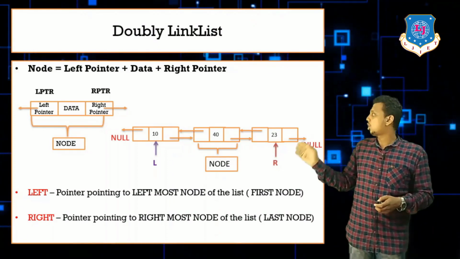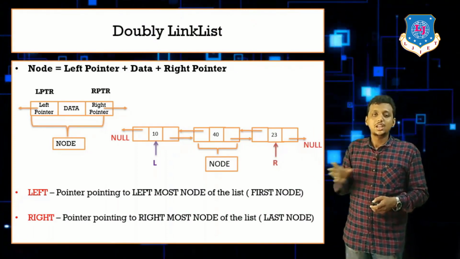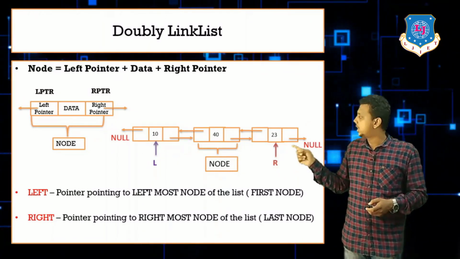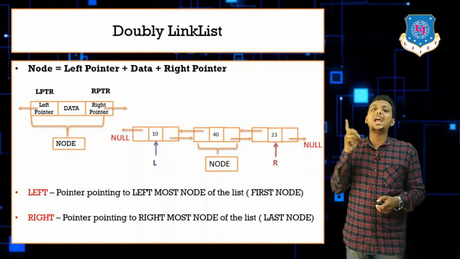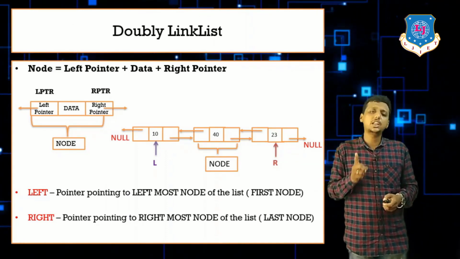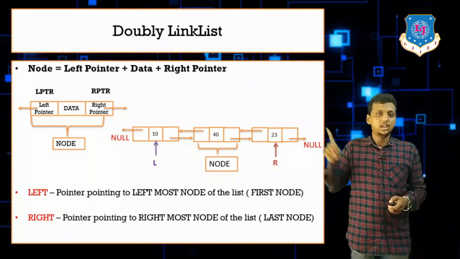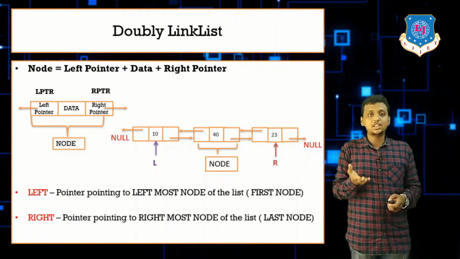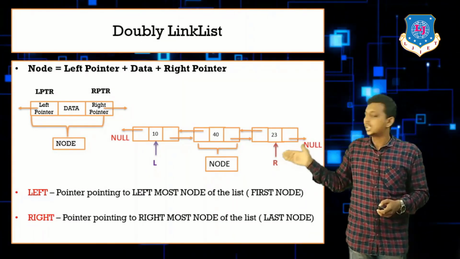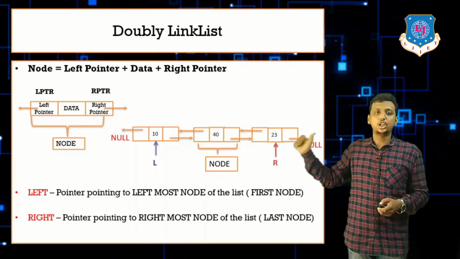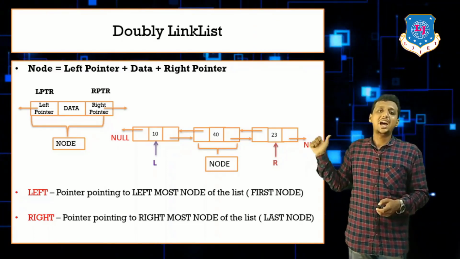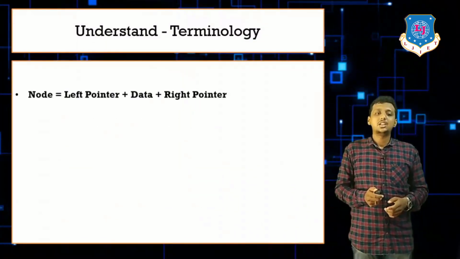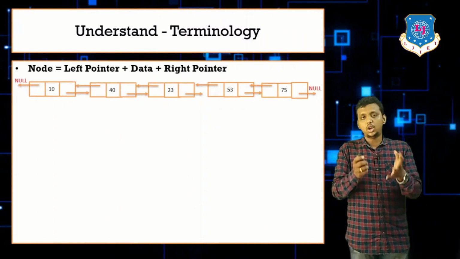So when we talk about the left pointer of the first node, let me know which pointer is pointing to the first node. L. Okay, so we can also say, students, that LPTR of L is equal to null in doubly linked list. LPTR of L, that means the left pointer of L, is equal to null, and the right pointer of R is equal to null.